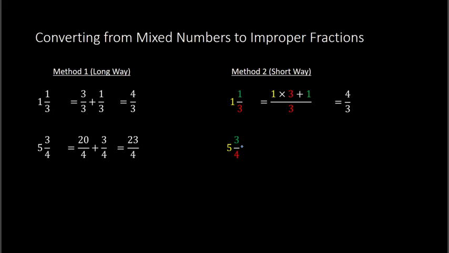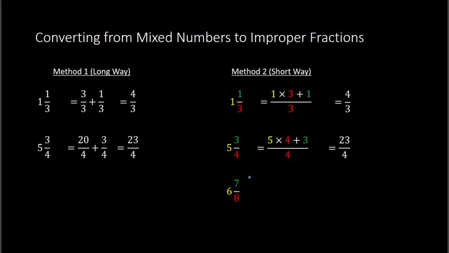Alright, again with 5 3/4. I take 5 times 4 plus 3 for the numerator, and then your denominator would stay the same, and that would be 4. So my numerator, I have 5 times 4 is 20, plus 3 is 23, and that's divided by 4.